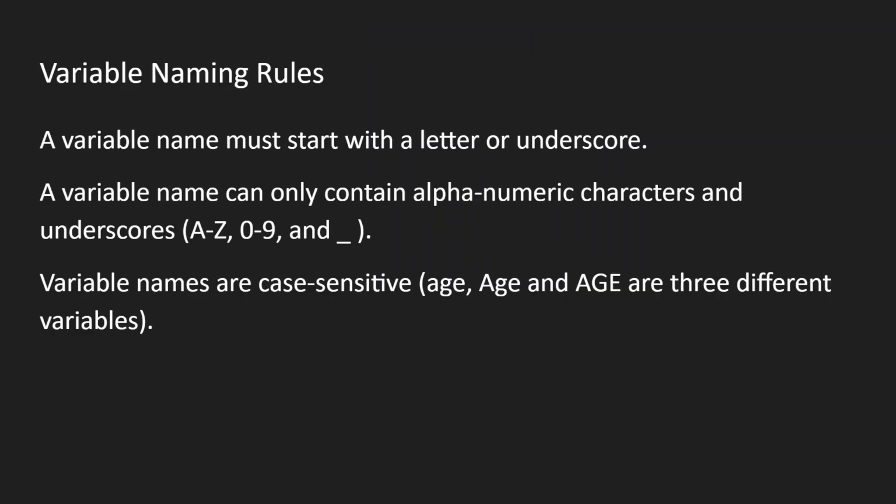Variable name rules. A variable name must start with a letter or underscore. A variable name can only contain alphanumeric characters and underscores, which is letters, numbers, and underscores. Variable names are case sensitive, so different capitalization will result in different names.